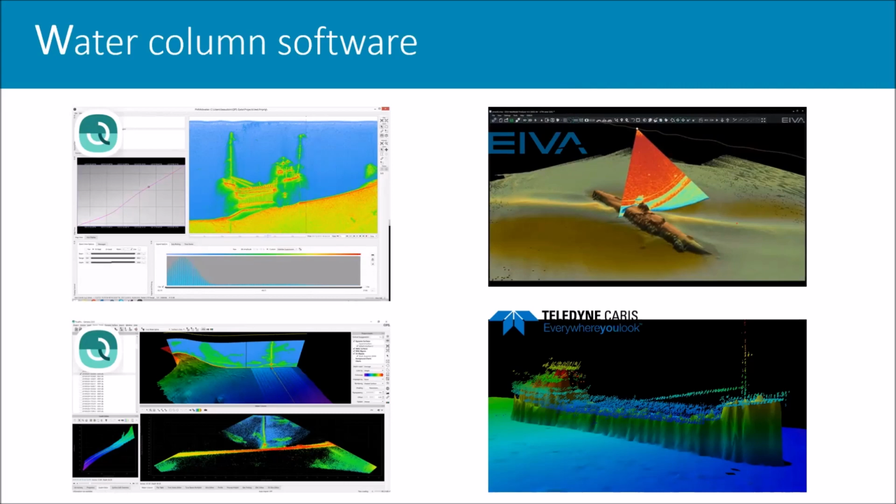So I've listed one from Iframe Water and Chimera from QPS. Then also IVA and Teledyne Caris allow you to pick water column data points and put them back in bathymetric data sets, and mostly with shipwrecks.